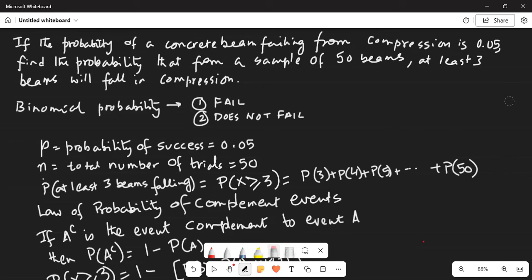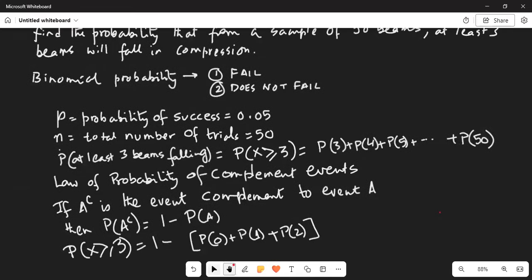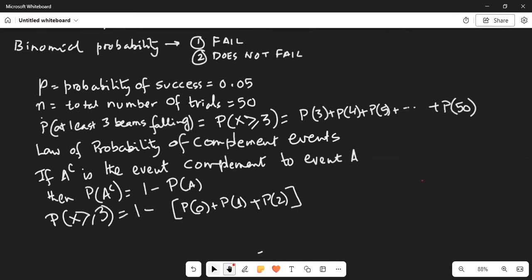Now, to find the probability of x greater than or equal to 3, that is at least 3, we will use the law of probability of complement events. It states that if A is the event, A complement is the event opposite to A, meaning it does not contain A, then the probability of the complement event is 1 minus probability of A.